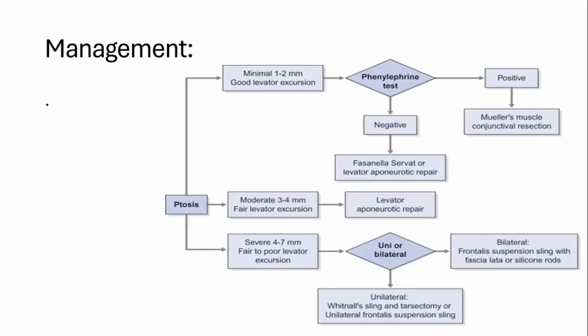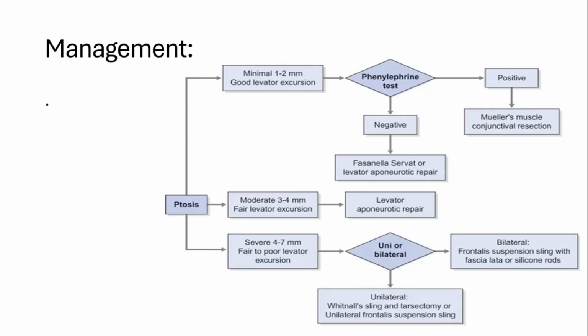This is the diagram showing management of ptosis in general, not only congenital ptosis. It will depend on the degree of ptosis and the levator function. In general, if it is mild ptosis with good levator function, I will do phenylephrine test. If it is positive, I can do Müllerectomy. If it is negative, I can do levator resection. If it is moderate ptosis with fair levator function, I can do maximal levator resection, or I can do conjunctiva. I can do frontal sling.